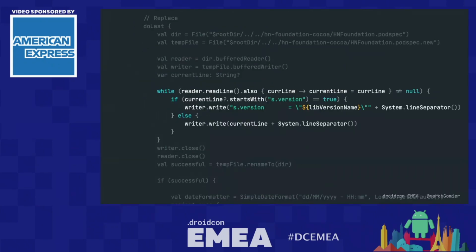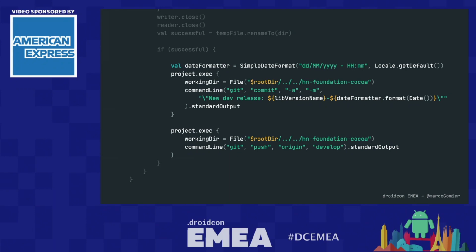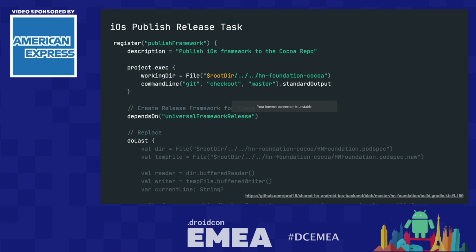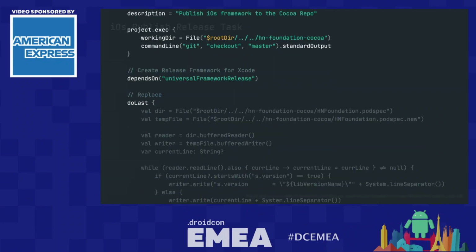And next, after building the framework, for the production release, I do basically the exact same things, except for the fact that I use the master branch of the CocoaPods repository, and except for the fact that now I tag the commit.